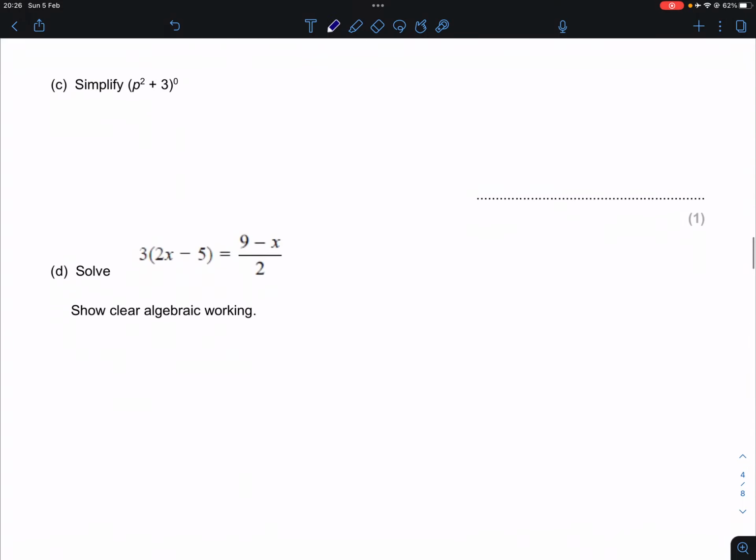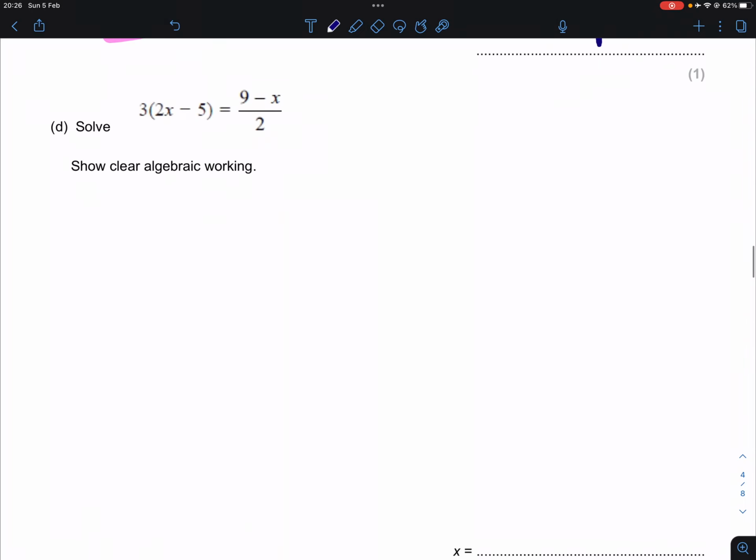Part C, simplify. P squared plus 3, all to the power of 0. Well, if we have anything to the power of 0, no matter what it is, the answer is 1. So 1 is our answer. Part D, solve the following equation.